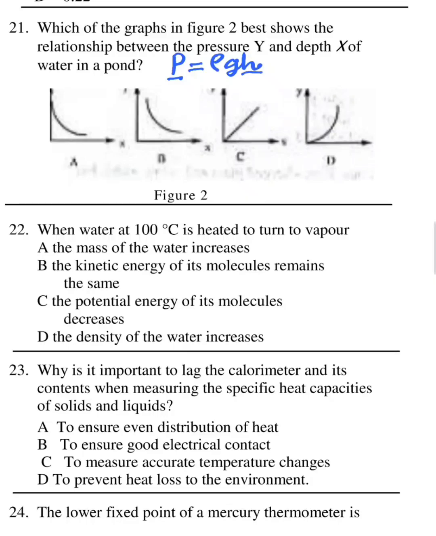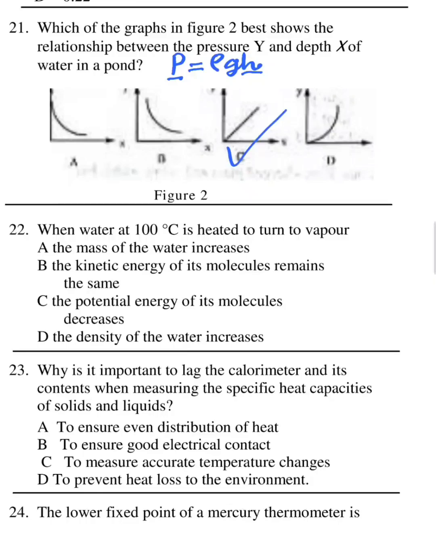So P is directly proportional to h, implying that when depth increases, P also increases, and when depth decreases, pressure also decreases. Any relationship that is direct would normally take a straight line whose gradient is different from zero. And so we have option C as the correct option.